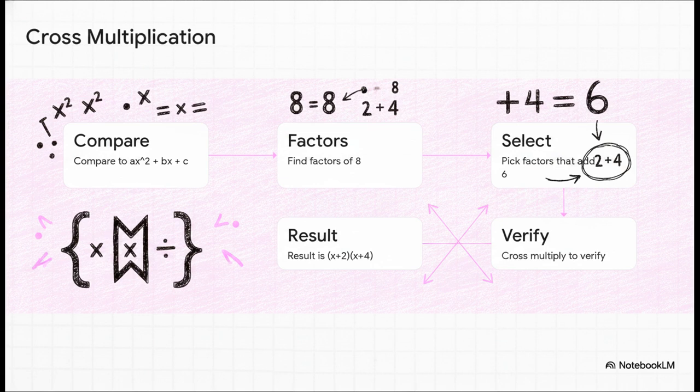Now, why does this matter? Because the whole logic requires us to find factors of our C term, which is 8, that will perfectly add up to our B term, which is 6. Well, the factors of 8 are 1 and 8, or 2 and 4. Which pair adds up to 6? 2 and 4, of course. After doing a quick cross-multiplication check just to verify everything lines up, we pack them right back into brackets. Our final result is x plus 2 multiplied by x plus 4.